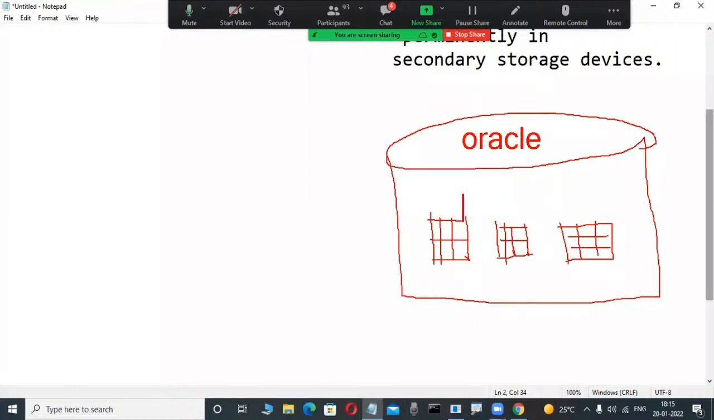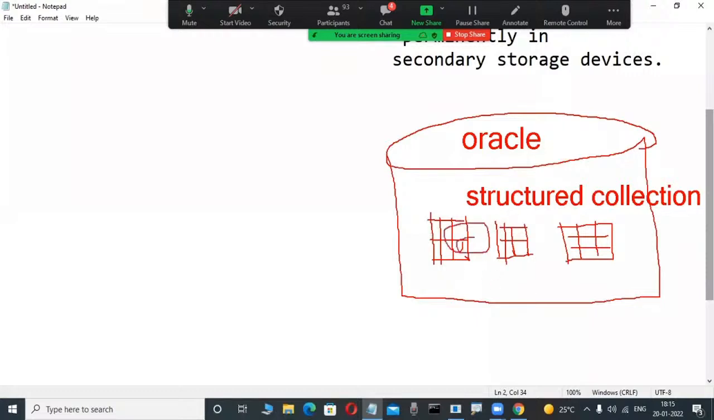Once a structured collection of data is there, all relational databases store a structured collection of data. That is important, not non-structured. For non-structured data, other databases are there. Oracle is one of the popular relational databases, and relational databases store only a structured collection of data.